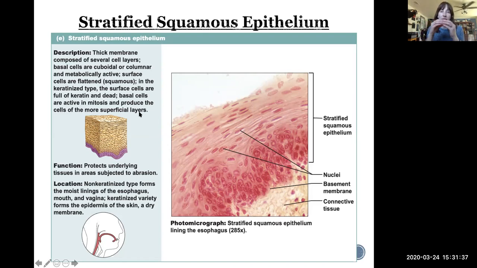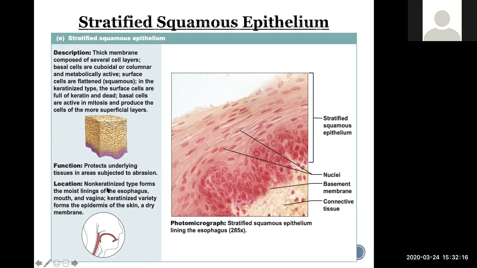This is a very thick membrane, with a lot of layers that offer good mechanical and chemical protection. So the function of stratified squamous epithelium is often protecting underlying tissues which are subject to abrasion, namely your skin. In columnar we have ciliated and non-ciliated. For stratified squamous, we have keratinized and non-keratinized. I know you guys must be loving this right now.